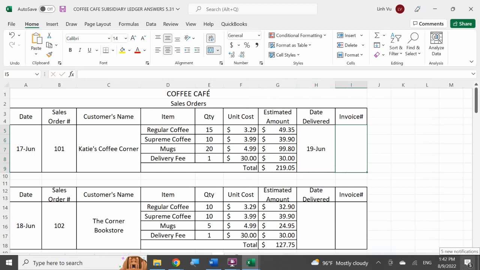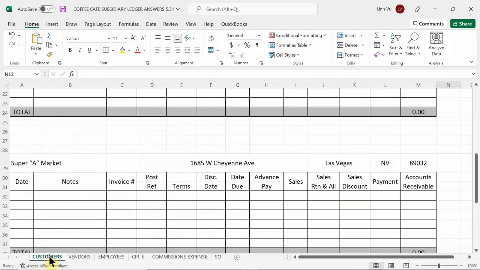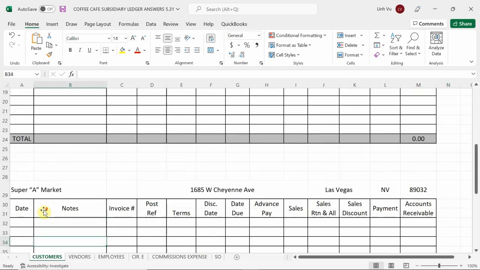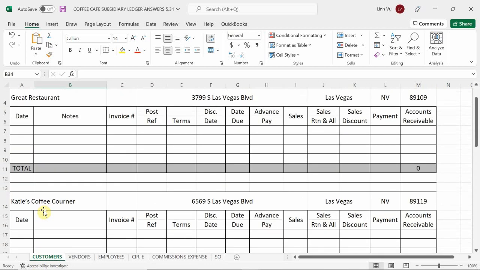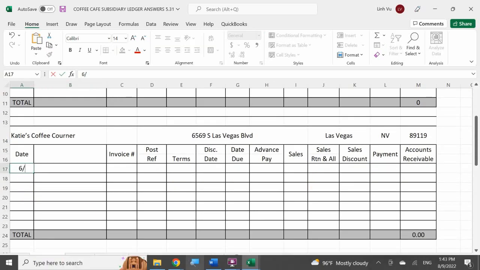And what was the invoice that we issued this person? It's converted to 101 invoice. Good. What else? Then I went to the customers and found Katie's Coffee Corner. There she is. And then I typed in the information from the sales order.